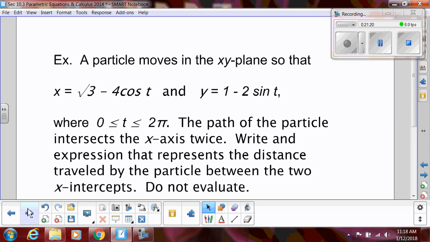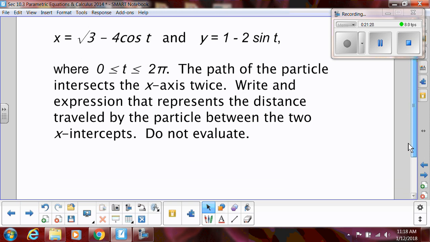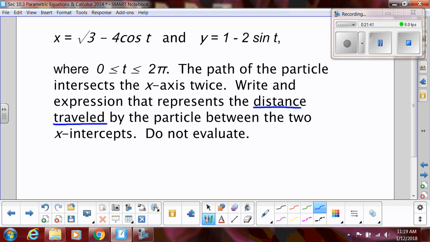So let's do an example. All right, so we've got a particle, we've got our parameters, and we have our interval from 0 to 2 pi. All right, the path intersects the x-axis twice. Write an expression that represents the distance traveled by the particle between the two x-intercepts. And it says do not evaluate. So this would be like a good AP type problem. All right, so when you read the distance traveled by the particle between the two x-intercepts, you should think, oh, arc length.